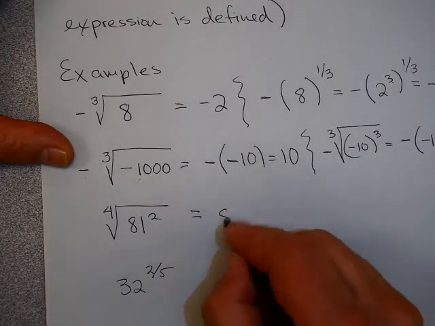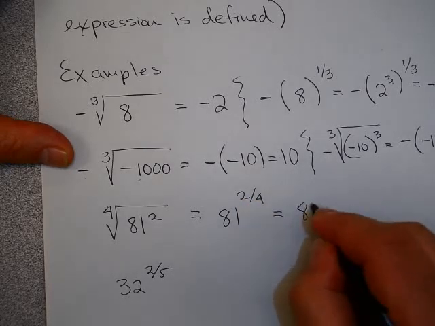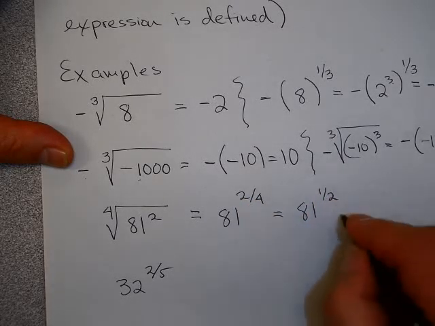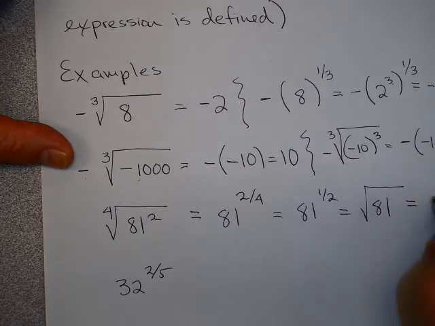This one is 81 to the 2/4. You might say, hey, wait a minute, 2/4 can be reduced to 1/2. Well, 1/2 is just the square root, and what's the square root of 81? It's 9.